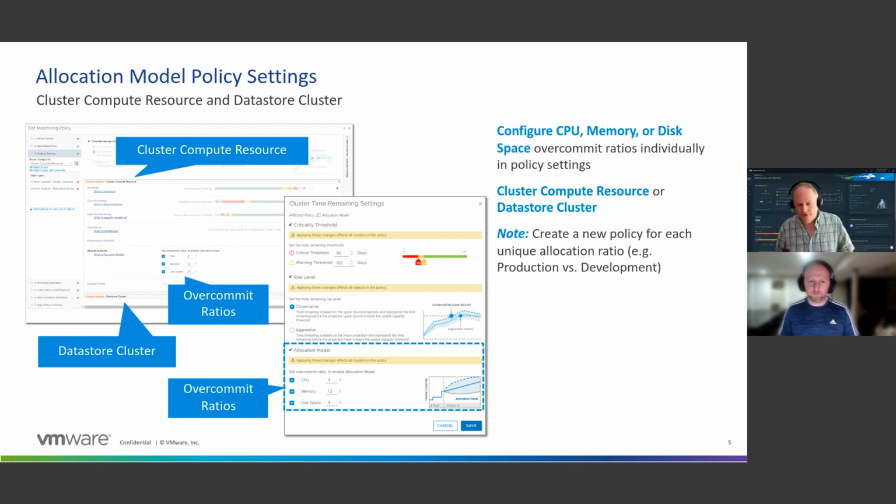So let's say I want to do 4:1 vCPU per core, or I want to do 1.1 gigabytes of memory per gigabyte of physical memory. So that's where I can say I want to over allocate my resources by these particular overcommit ratios.